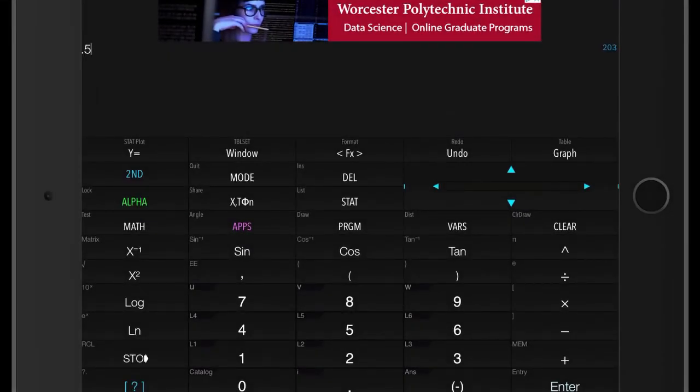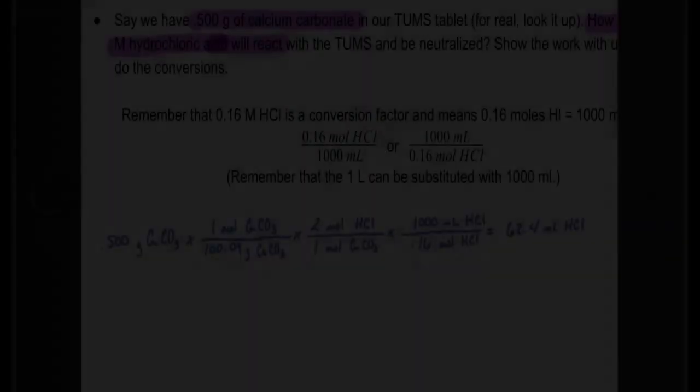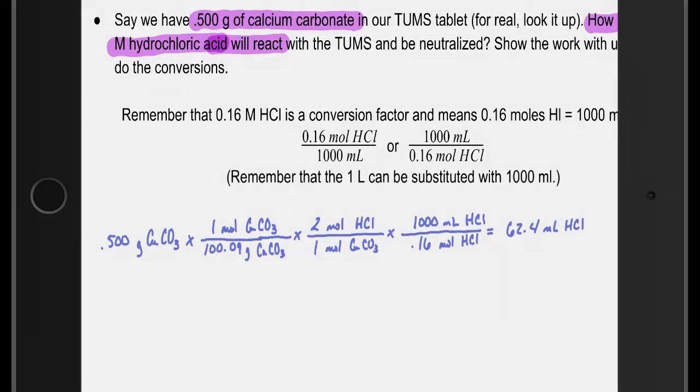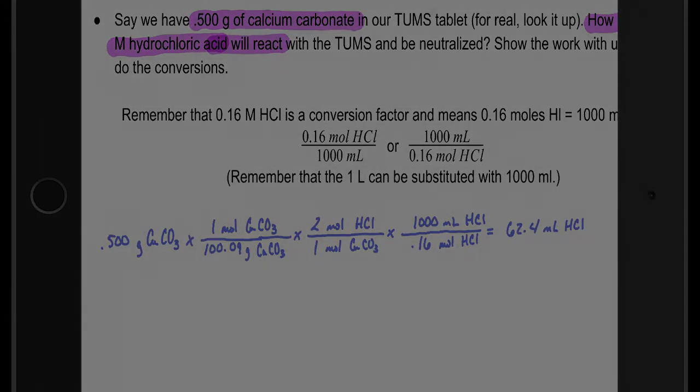Pull up a calculator. We get 0.5 divided by the molar mass times 2 moles of hydrochloric acid divided by the molarity, the moles from the molarity, times 1,000 milliliters, and we get 62.44. We're going to use our answer as 62.4 so that we can keep our number of significant digits correct.